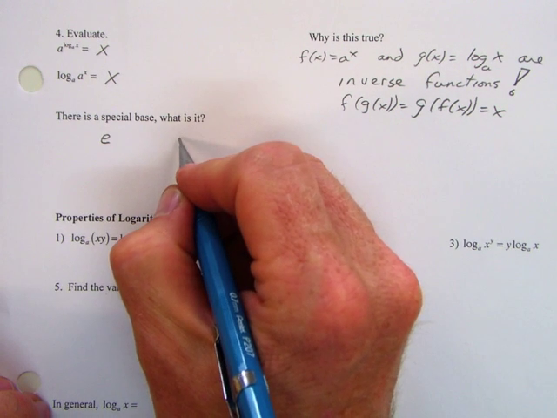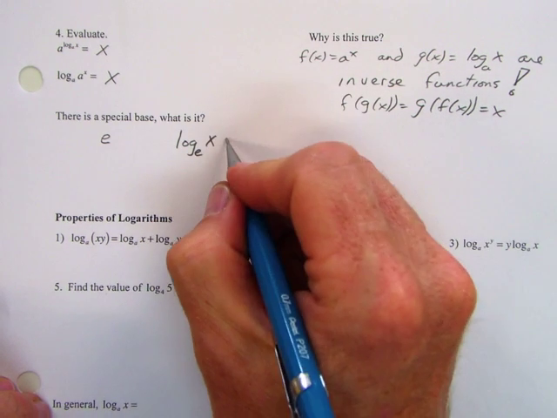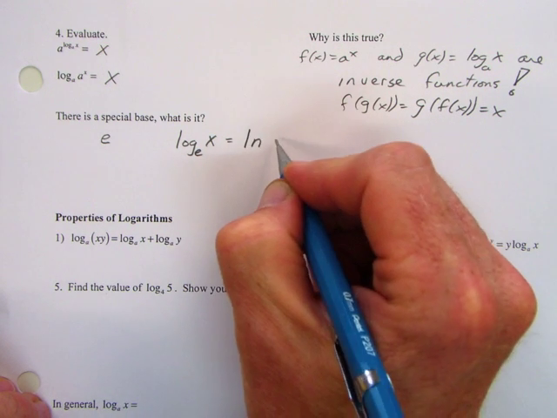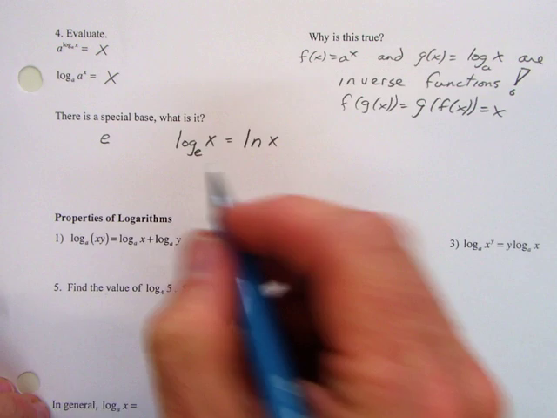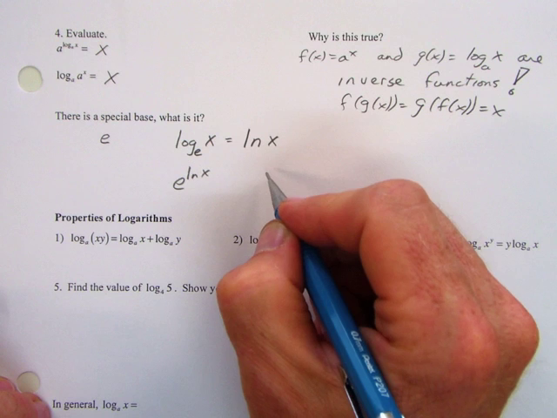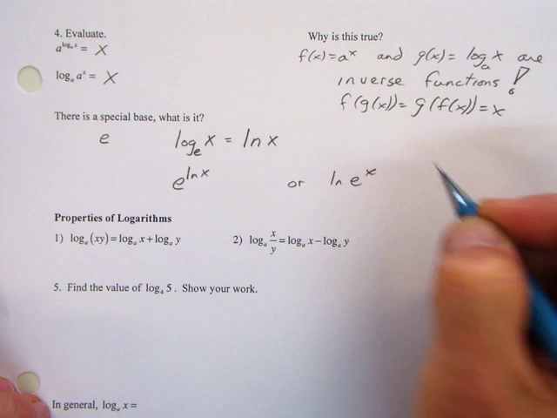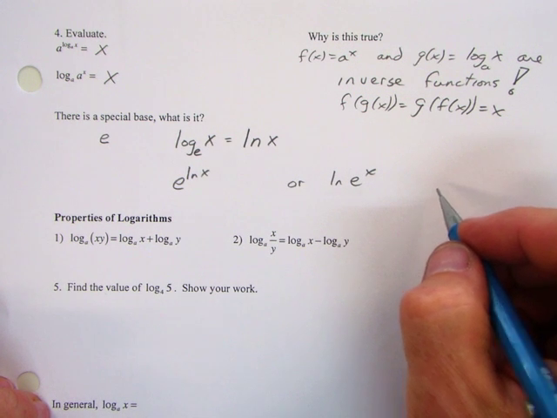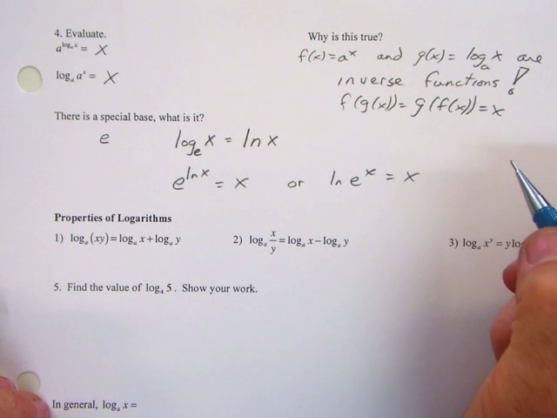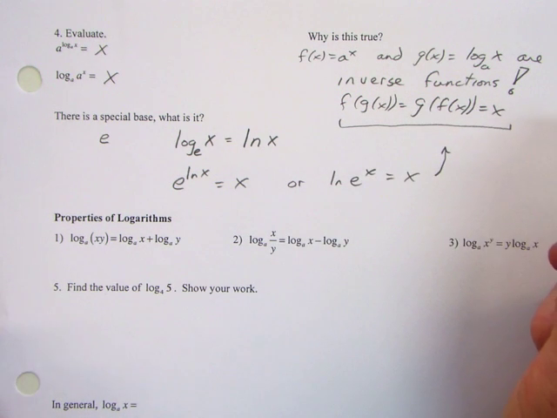So we could say log base e of x is written as the natural log, ln of x. So then I have another question. What is e to the ln of x or the ln of e to the x? This is x and x. Why? Because of this very same reason, they are inverses of each other.